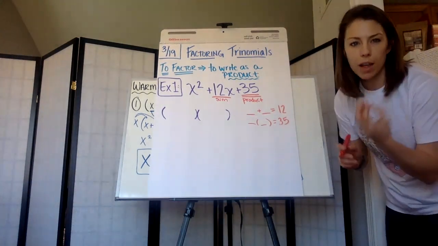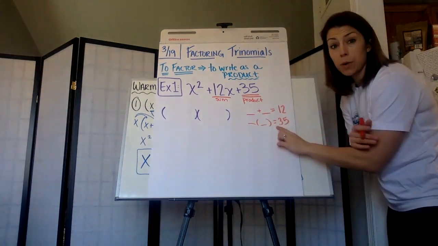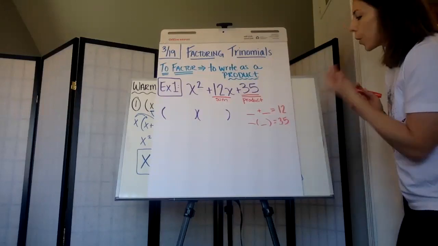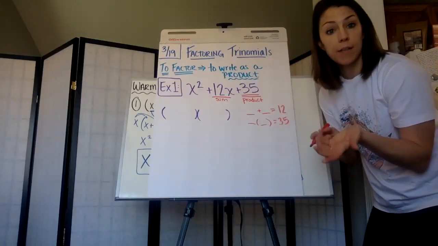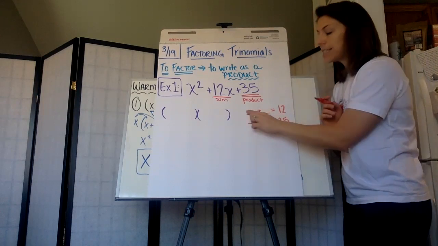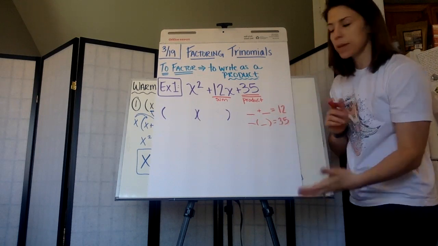So thinking about products of 35, like 35 times 1. Well, 35 times 1 works, but does 35 plus 1 equal 12? No. So what about 7 and 5? Does 7 times 5 equal 35? Yes, it does. Does 7 plus 5 equal 12? Yes, it does. We just found our P's and Q's.